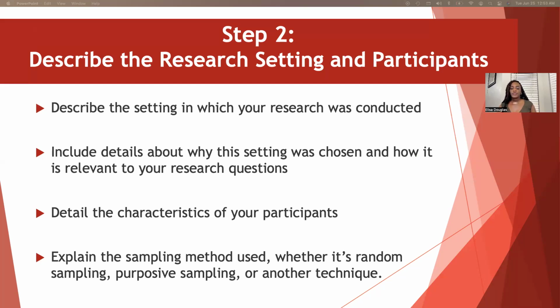So for example, if you were able to get study participants from ResearchGate, you would indicate that. Or if, say, for example, you got your participants from private Facebook groups, right? You would indicate that as well, or any other relevant context. You will include details about why this setting was chosen and how it is relevant to your specific research questions.